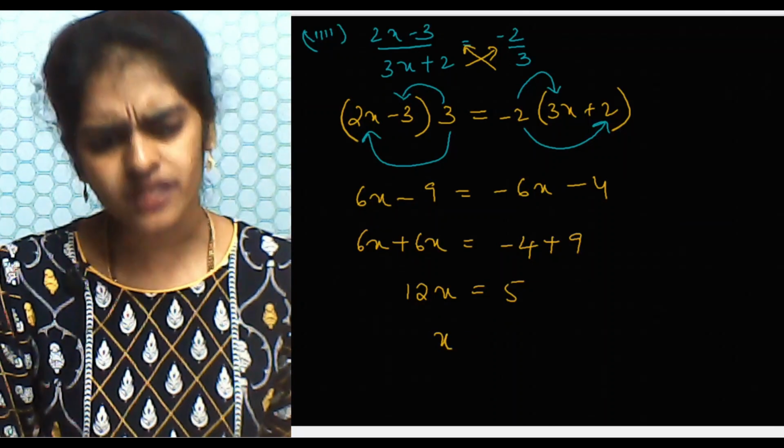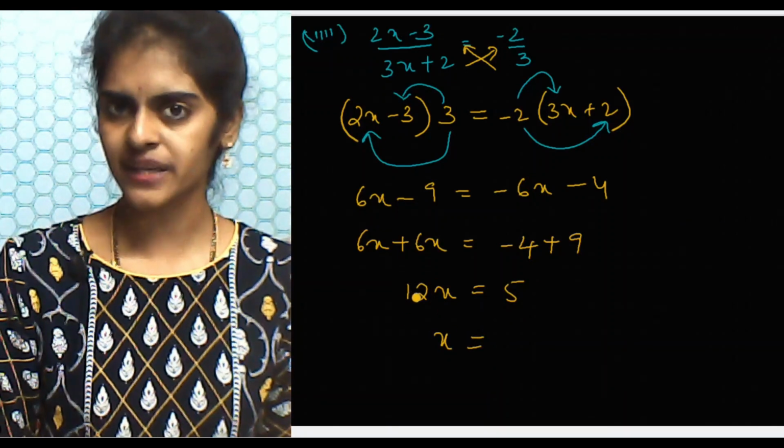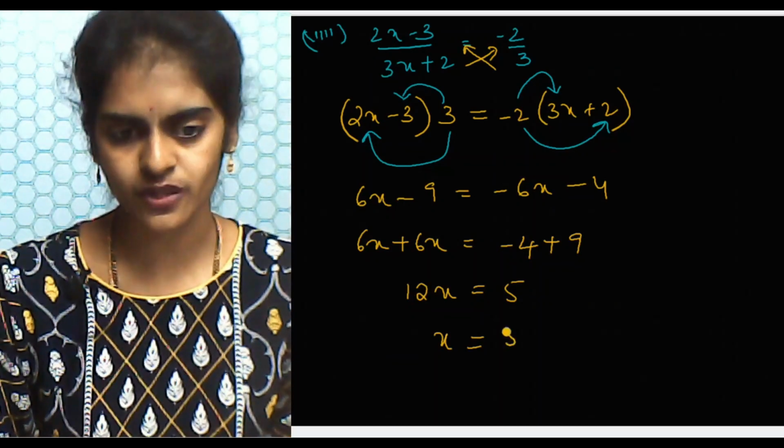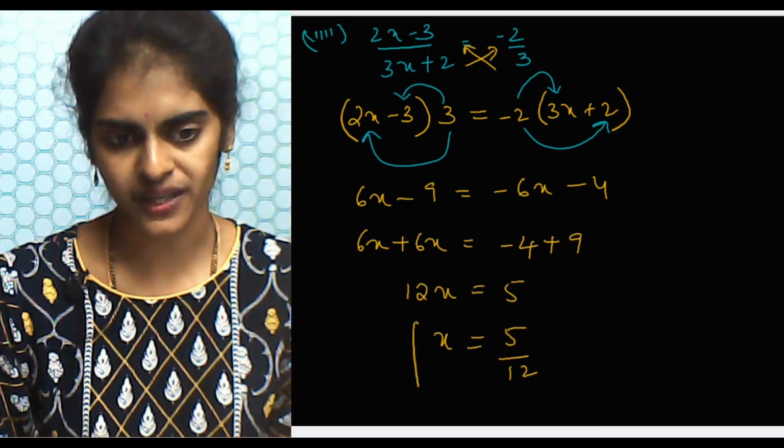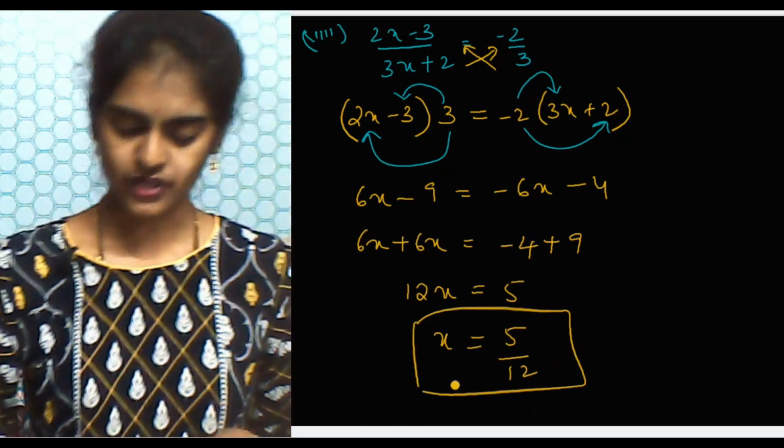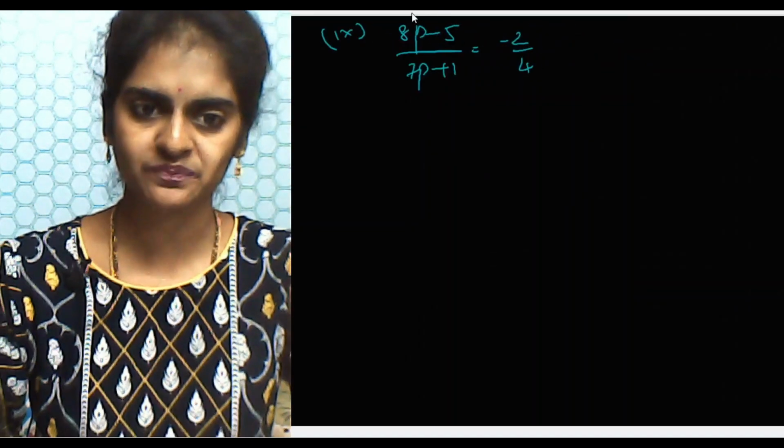I want the value of x. So 12 is in multiplication. Here, send 12 to RHS, so it becomes 5 divided by 12. Clear? So let us move on to the next one now.